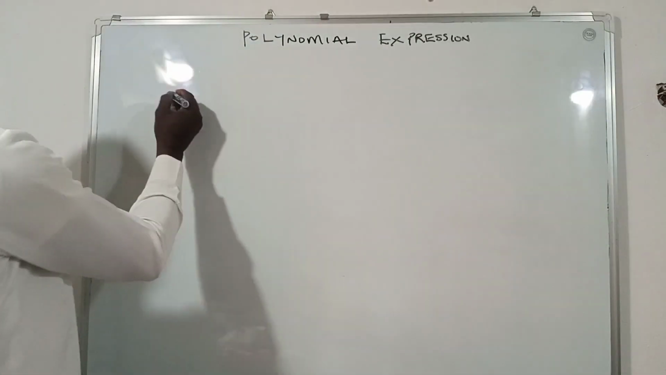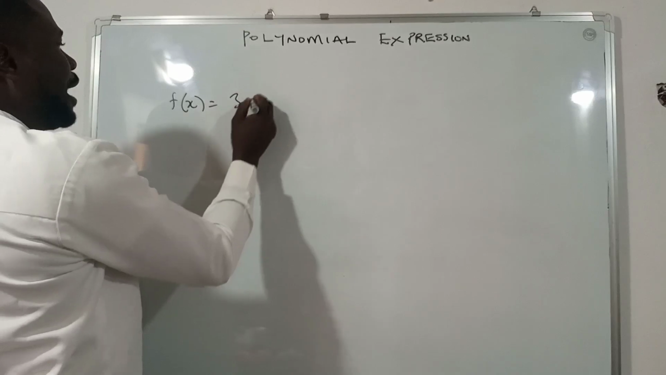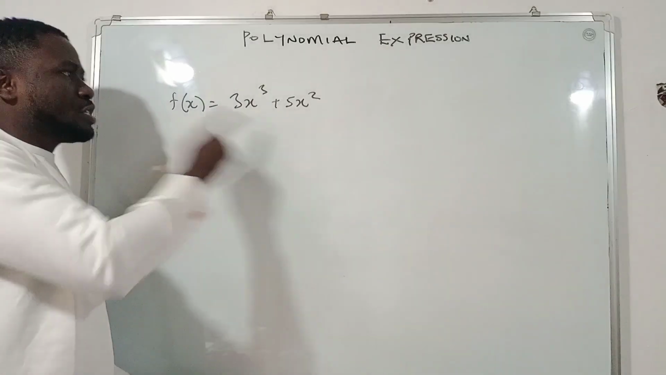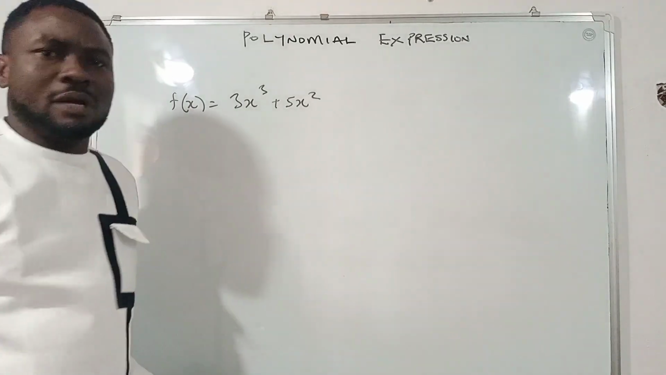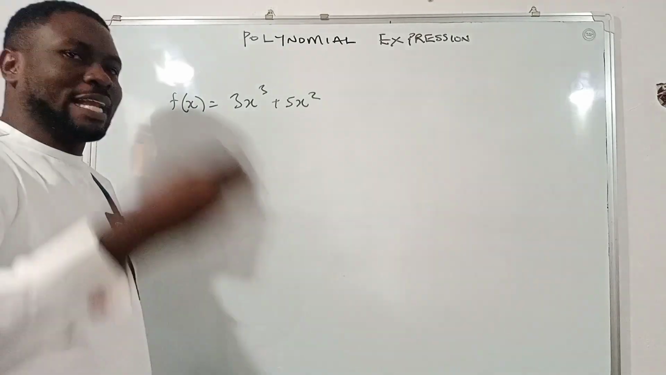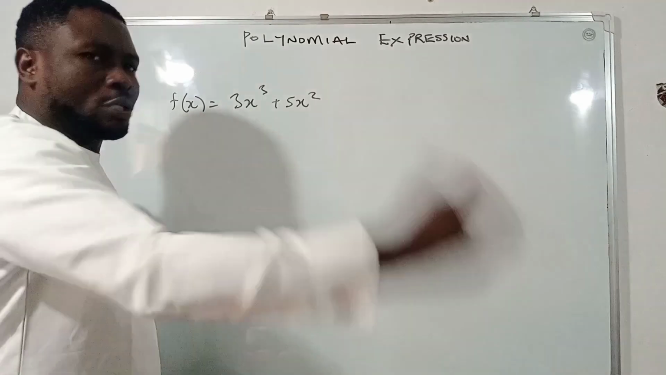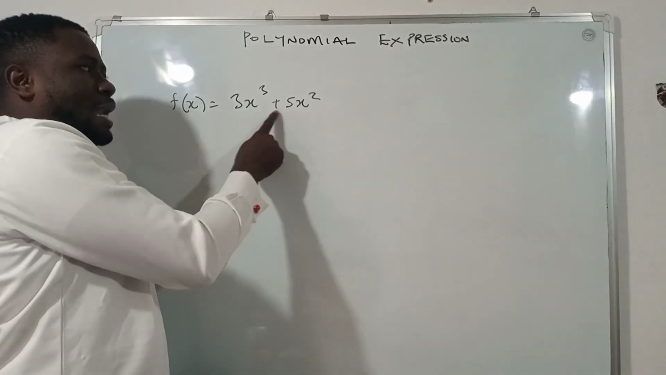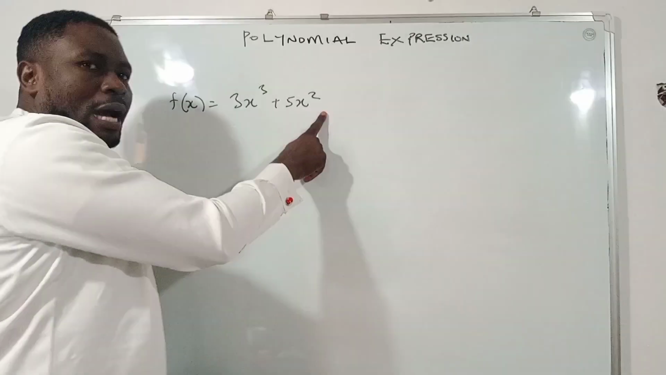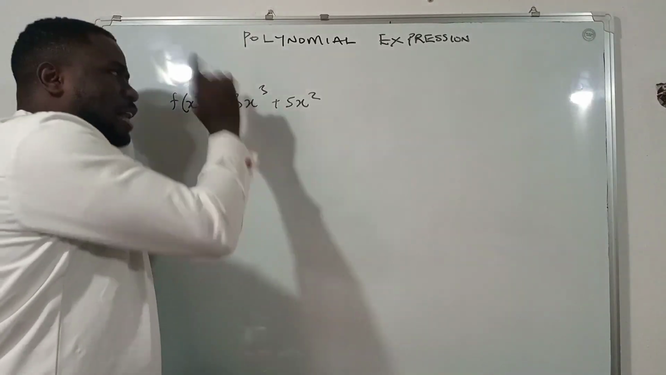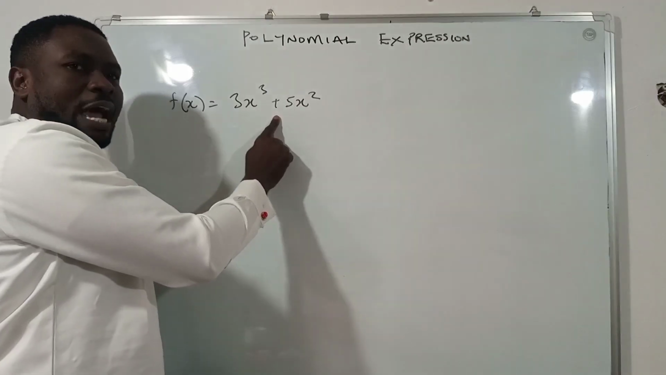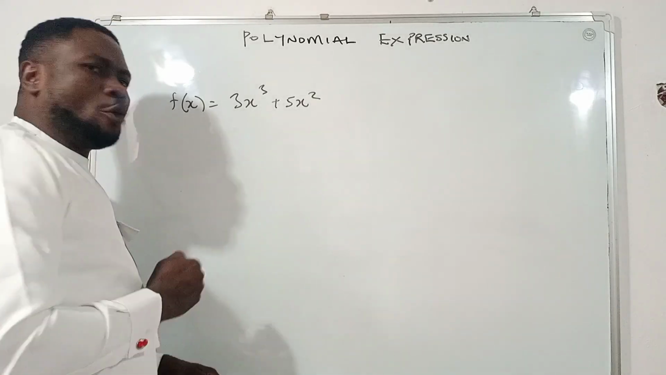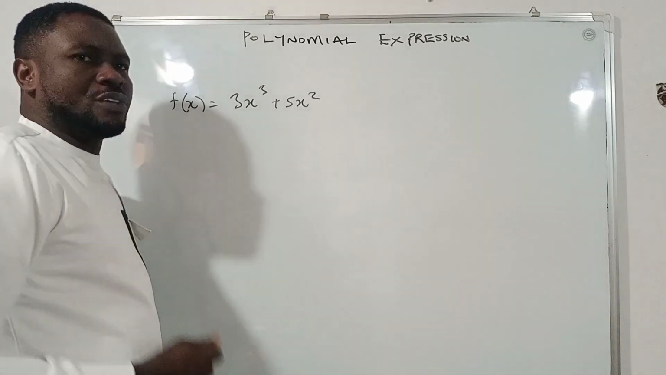So, if I have, for instance, f of x equal to 3x cubed plus 5x squared. Let's take this. If I say this is a polynomial, I want to use this to explain why we say this is a polynomial. Now, we said a polynomial is an expression that has two or more terms. You can see that before this plus sign, we have 3x cubed, and after this plus sign, we have 5x squared. I want you to understand that any of these that you see appearing before a plus sign or a minus sign, that refers to what? A term.